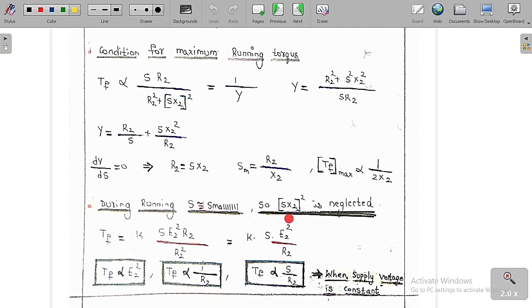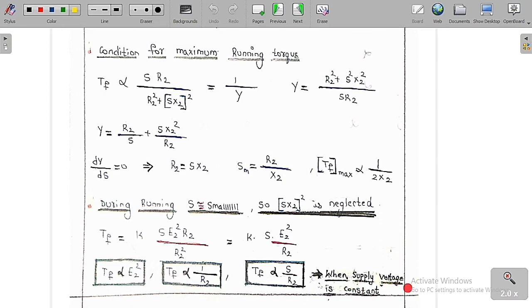So if S is very small, then S into x2 whole square is neglected, because S square is again very small. So we are going to neglect this term in the general expression of the torque. Then the running torque is equal to 3 into 60 by 2 pi capital Ns into S into E2 square R2 by R2 square plus Sx2 whole square. As Sx2 whole square is neglected, R2 and R2 get cancelled. Finally we get 3 into 60 by 2 pi capital Ns into S E2 square by R2. So you can see clearly the running torque is directly proportional to E2 square. It is inversely proportional to R2. It is directly proportional to S by R2.